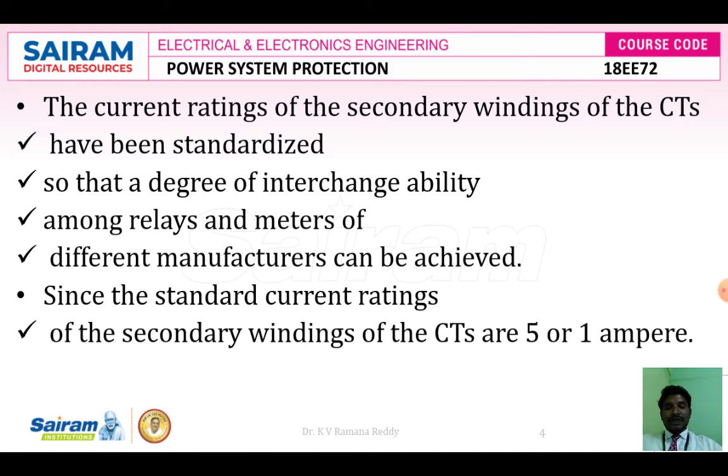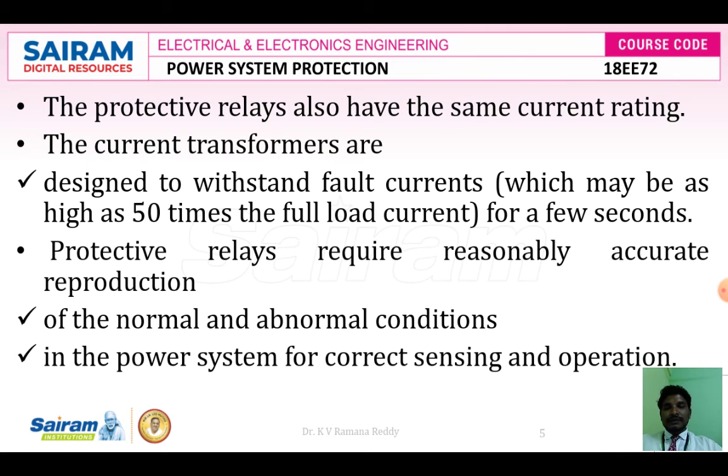If the secondary current of the CT is 5 ampere or 1 ampere, it is easy to read, and easy to read the high current by multiplying a suitable multiplication factor to that meter. Therefore, the protective relays also have the same current rating.